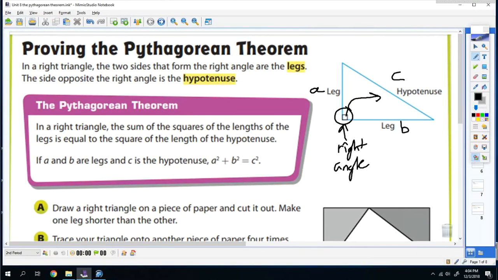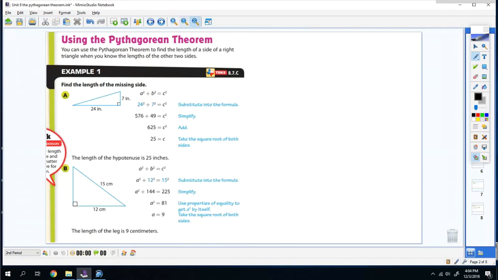So we have a formula. In a right triangle, the sum of the squares of the lengths of the legs is equal to the square of the length of the hypotenuse. So you get A squared plus B squared equals C squared. And that's the formula that we're going to be using today. So flip to the next page, and we're going to do two examples together.